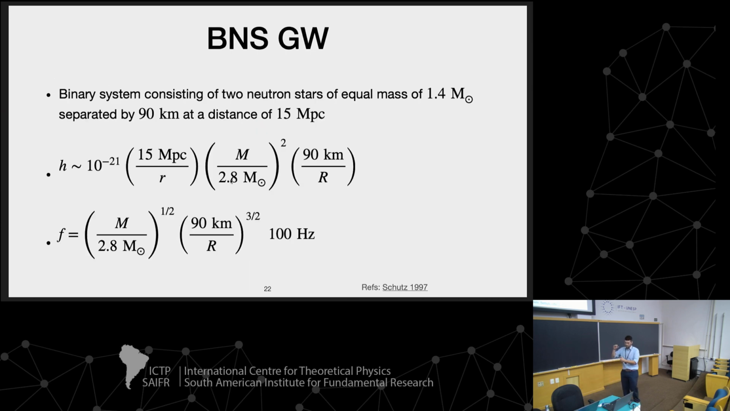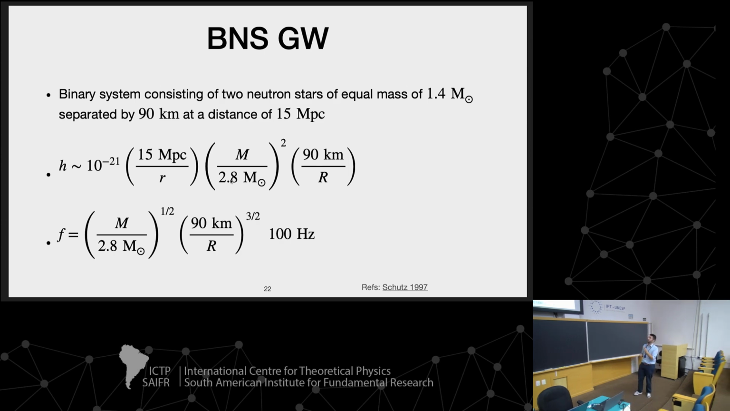So if we put everything together, we can look at the amplitude of a binary neutron star system. We have 2 neutron stars of 1.4 solar masses separated by 19 kilometers at a distance of 15 megaparsec, which, if I'm not wrong, is the distance of the Virgo cluster. So you have an amplitude of 10 to the minus 21, and an initial frequency of 10 hertz. This means that when the neutron stars start to approach each other, the frequency is going to increase.